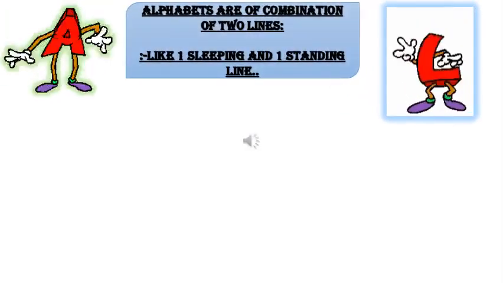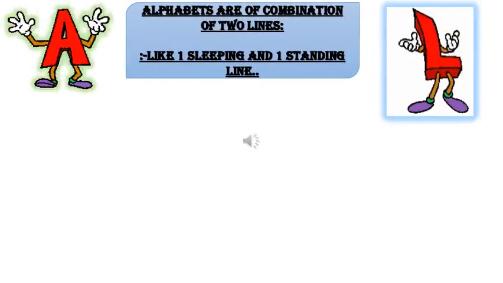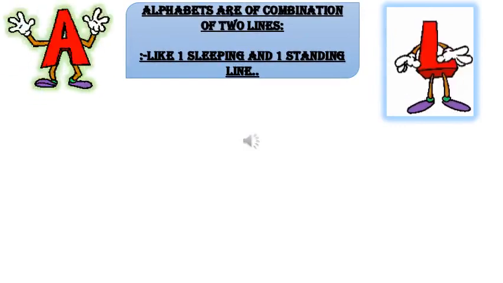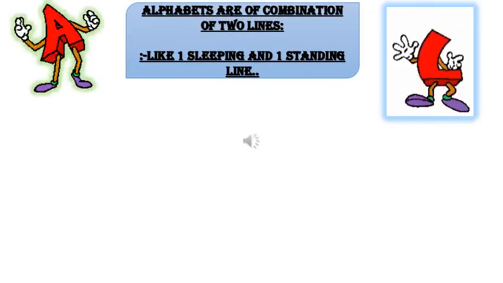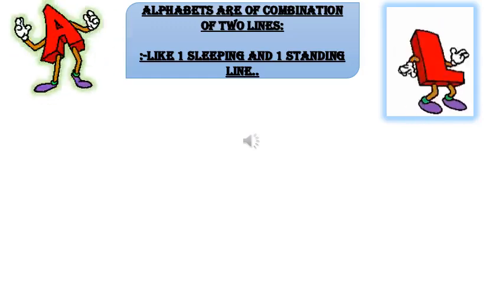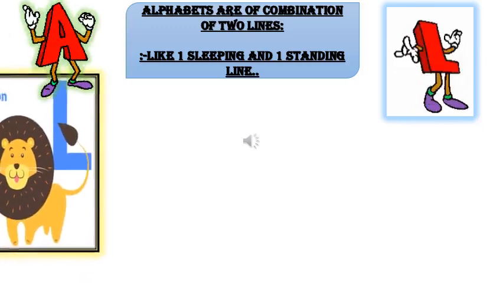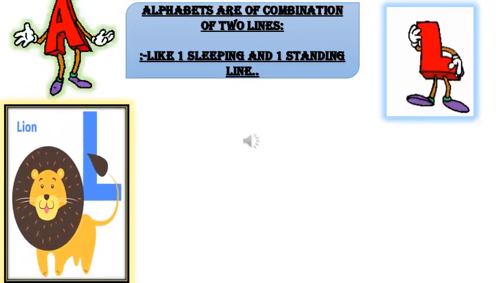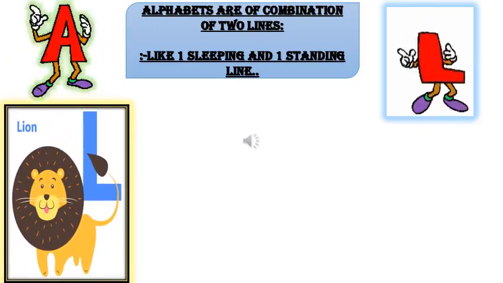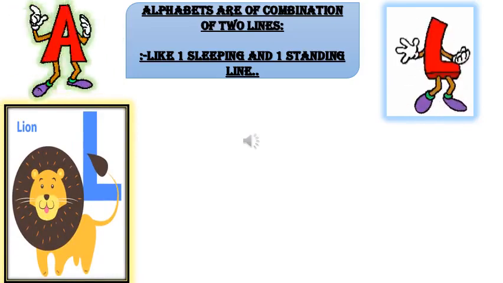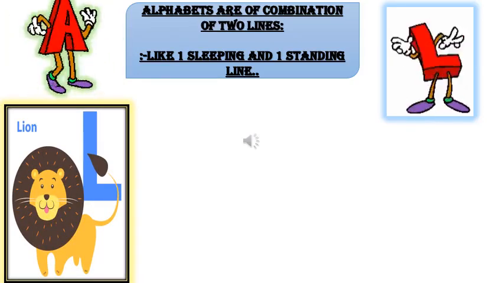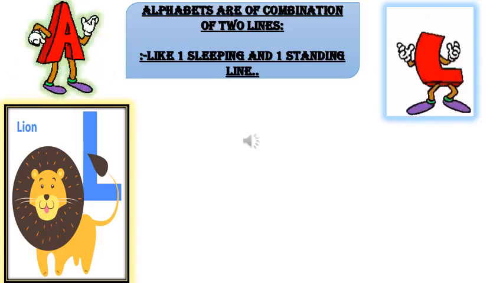I hope you all have learned ABCD by now. So now in this slide, we will see how the combination of two different lines make an alphabet, such as one standing line drawn first and one sleeping line joined at the end together makes the letter L with the sound called la, L la, lion, that is shown at the left hand side of the slide.